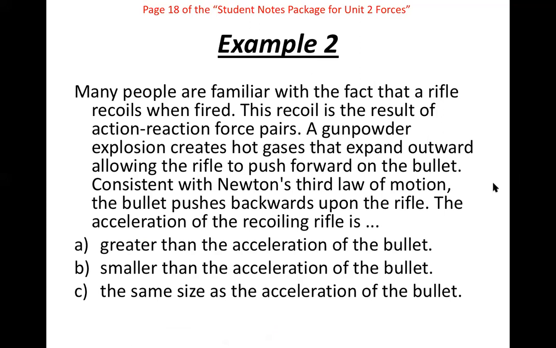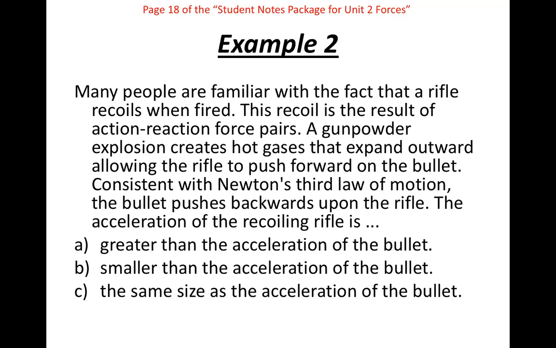Okay, let's try another example. Many people are familiar with the fact that a rifle recoils when fired. This recoil is a result of action-reaction force pairs. A gunpowder explosion creates hot gases that expand outward, allowing the rifle to push forwards on the bullet. So that might be the action force. Consistent with Newton's third law of motion, the bullet pushes backwards on the rifle. The acceleration of the recoiling rifle is A, greater than that of the bullet, B, smaller than the acceleration of the bullet, or C, the same size as the acceleration of the bullet.